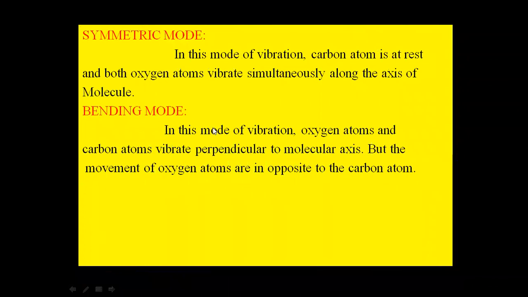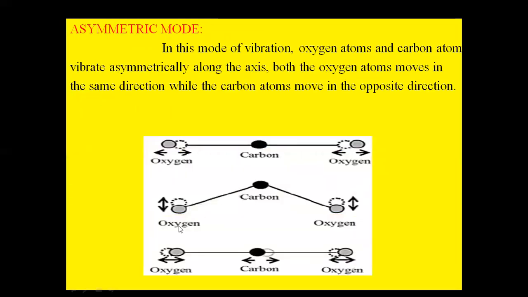And bending mode. In this mode of vibration, oxygen atoms and the carbon atom vibrate perpendicular to the molecular axis. But the movement of the oxygen atoms is opposite to the carbon atom. Here, both oxygen and carbon atoms undergo movement. Their motion is kind of perpendicular. If the carbon atom is here, both oxygen atoms will be in this direction, and it's kind of perpendicular. And asymmetric mode. In this mode of vibration, oxygen atoms and the carbon atom vibrate asymmetrically along the axis.